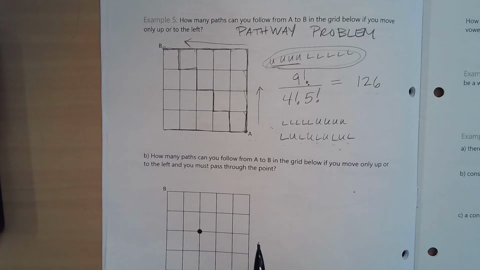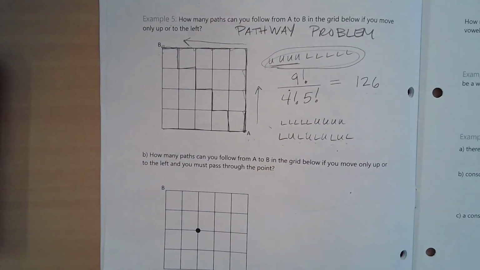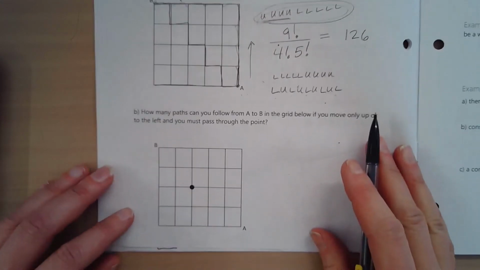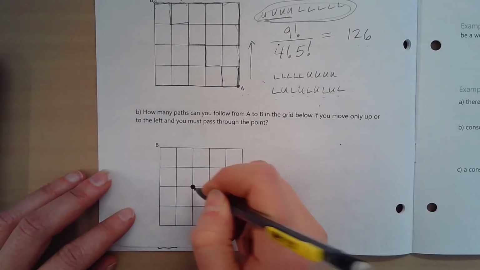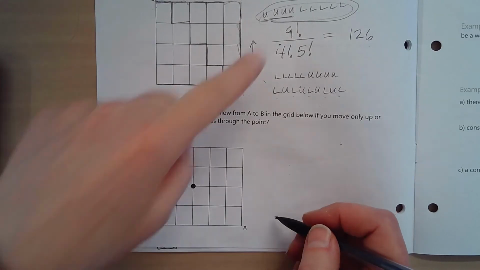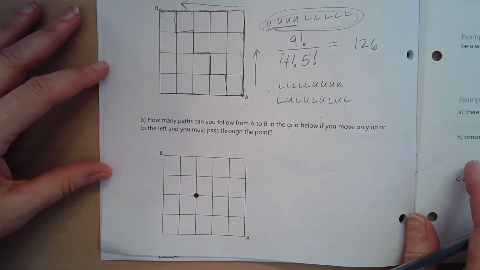Okay? Now, I'm going to introduce you to another way to do a pathway problem. It's kind of a fun way, and it's helpful when you don't have a straightforward grid system. Sometimes they'll put a little dot in the middle, right? We could still do the dot in the middle this way, but I'm going to show you another way to do it too.